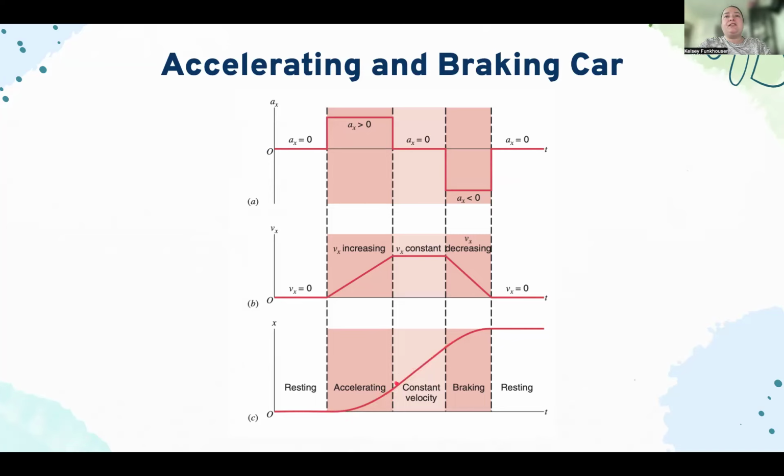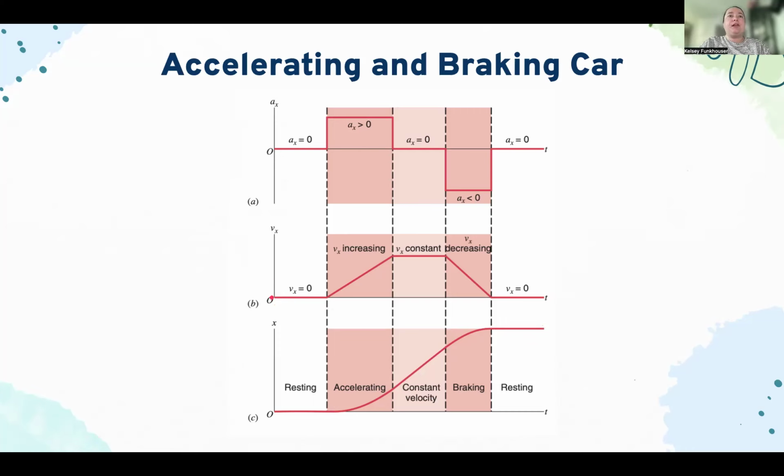And then we have this phase where it's moving at a constant velocity, so this is where it has a constant slope. And then braking, which is decelerating. It's just negative acceleration. So we start with whatever velocity we had and then slow down our motion over time. And then we're resting again.